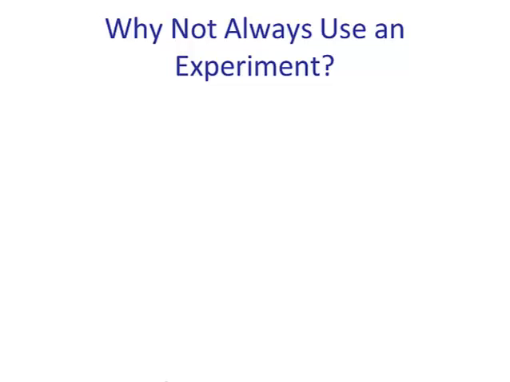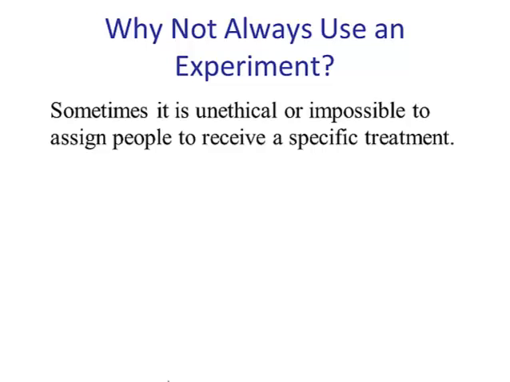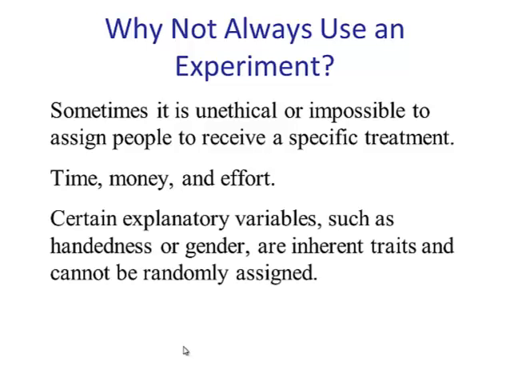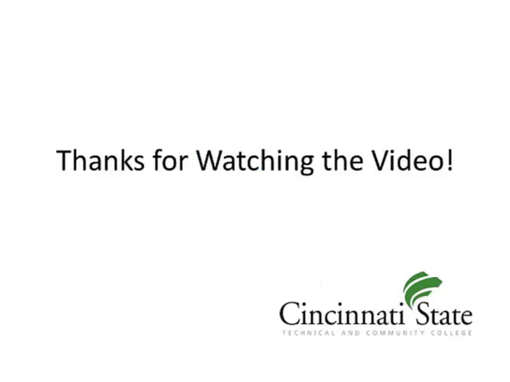So if an experiment is always better than an observational study, why don't we always use an experiment? Well, sometimes it's unethical or impossible to assign people to receive a certain treatment. There's also time, money, and effort involved, and sometimes certain explanatory variables such as handedness or gender are inherent traits and cannot be randomly assigned.